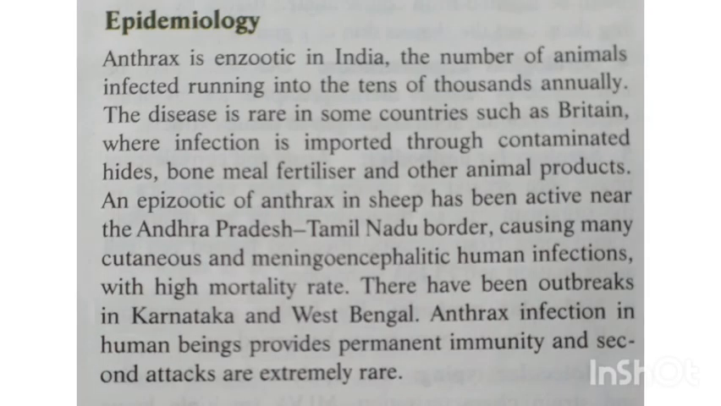Okay, next is about their epidemiology. As we know, anthrax is a zoonotic disease, right? So Bacillus anthracis causes enzootic infection in India. Annually 10,000 animals are infected by Bacillus anthracis. And in some countries like Britain, this disease, anthrax, is rare, but sometimes the infection is imported or transmitted to such countries through contaminated hides, bone meal fertilizers, and other animal products.